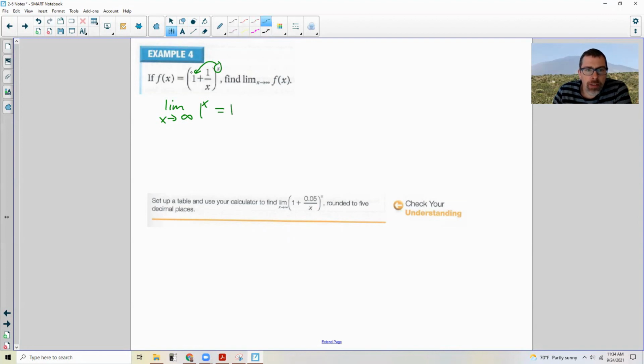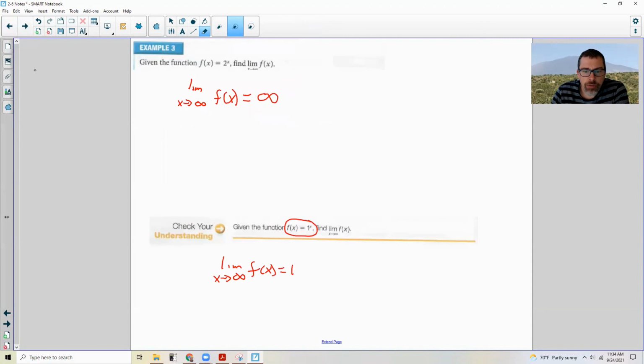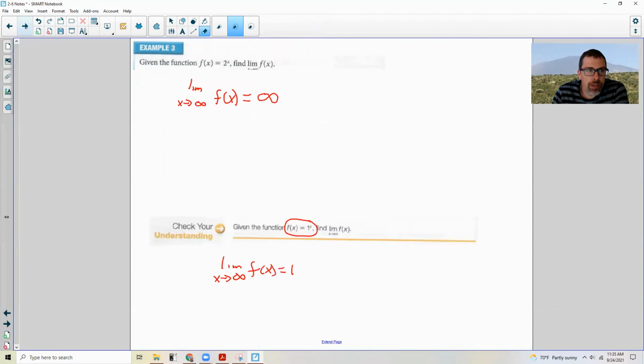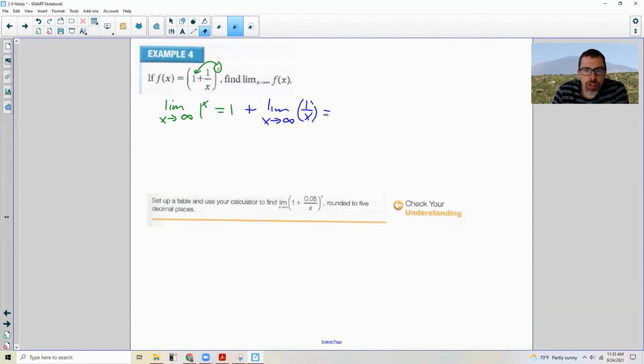And then plus the limit as x approaches infinity of 1 over x, well, not to the power of x, let's just do the 1 over x portion. The limit of 1 over x we just did on the last page, or was it 2 ago? 1 over x is right here. The limit as x approaches infinity of f of x is 0. Okay, so the limit as x approaches infinity of 1 over x equals 0. So we're going to put 0 here.